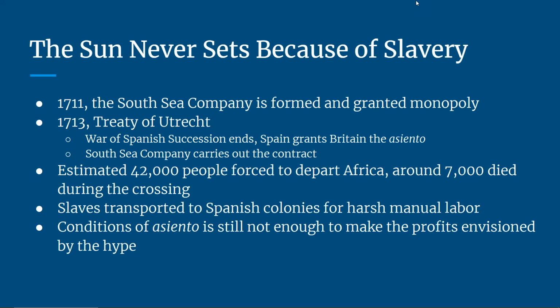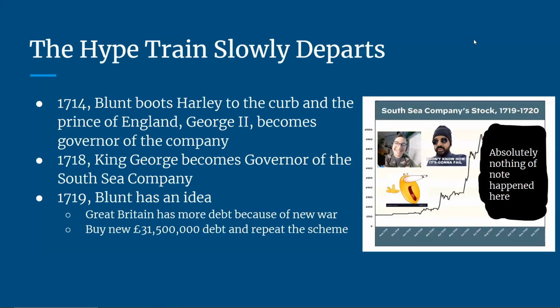These conditions meant that the South Sea Company was nowhere near generating the profits to sustain itself, let alone the profits envisioned by the propaganda-driven hype. During the South Sea Company's participation in the slave trade, an estimated 42,000 people were forced to depart Africa, and another 7,000 were estimated to have died during the crossing to the New World.